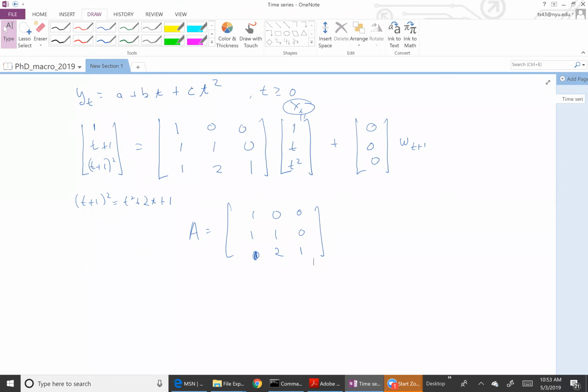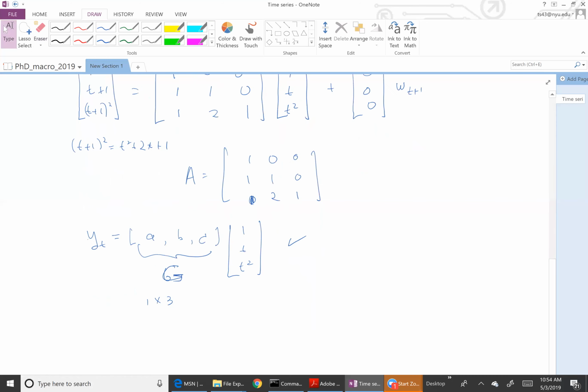And then I'll just make my G. So if I want yt equals a, b, c times the state, 1, t, t squared, everything works. So my G looks like this. It's a 1 by 3 vector. So that's just an example. Many linear systems are going to fit into our framework. Notice this is a linear system in the state, even though the state itself is a quadratic function of time.